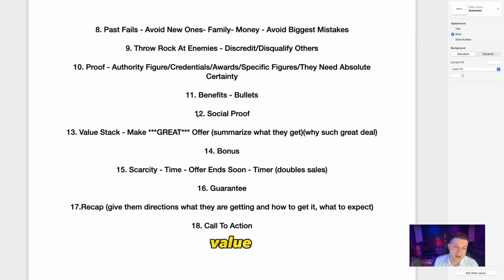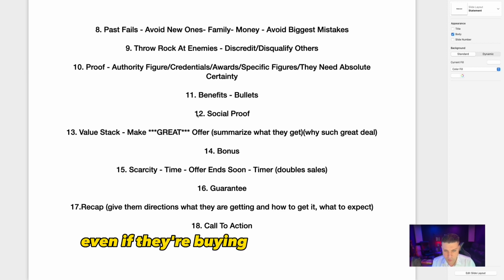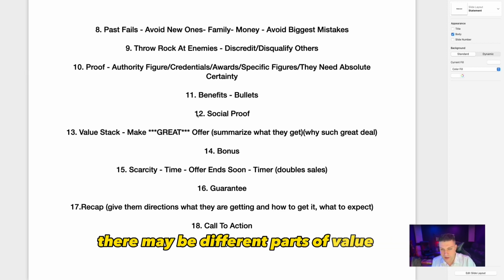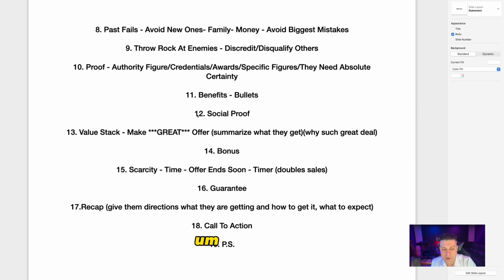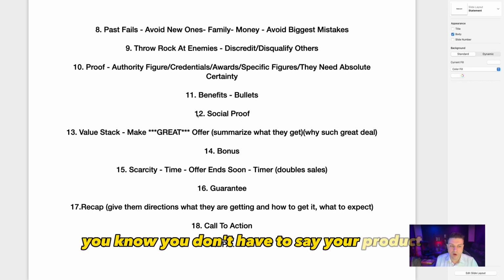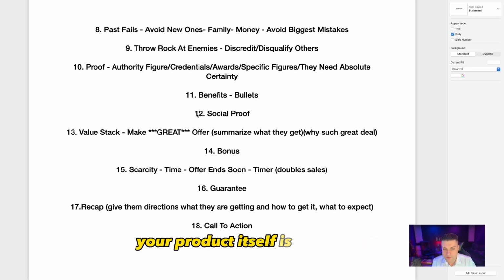So 13, value stack. You want to stack value, even if they're buying one thing from you, because there may be different parts of value in it. You can say it's got free delivery, or it comes with something else. You don't have to say your product itself is one thing.